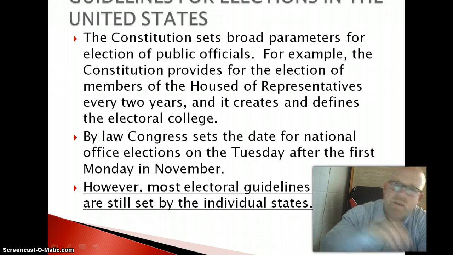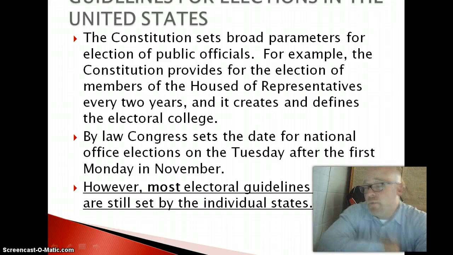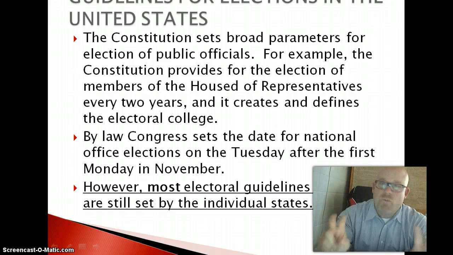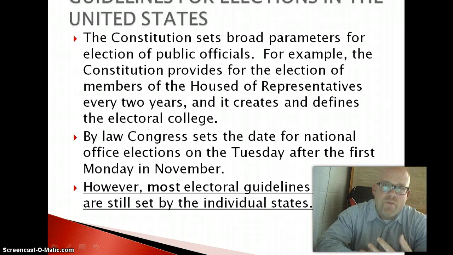All right. Even though the national government is going to set a particular date, let's say for a national election, and that's going to take place on that Tuesday after the first Monday in November, that's kind of just a date. All of the states are actually running individual elections on that day.